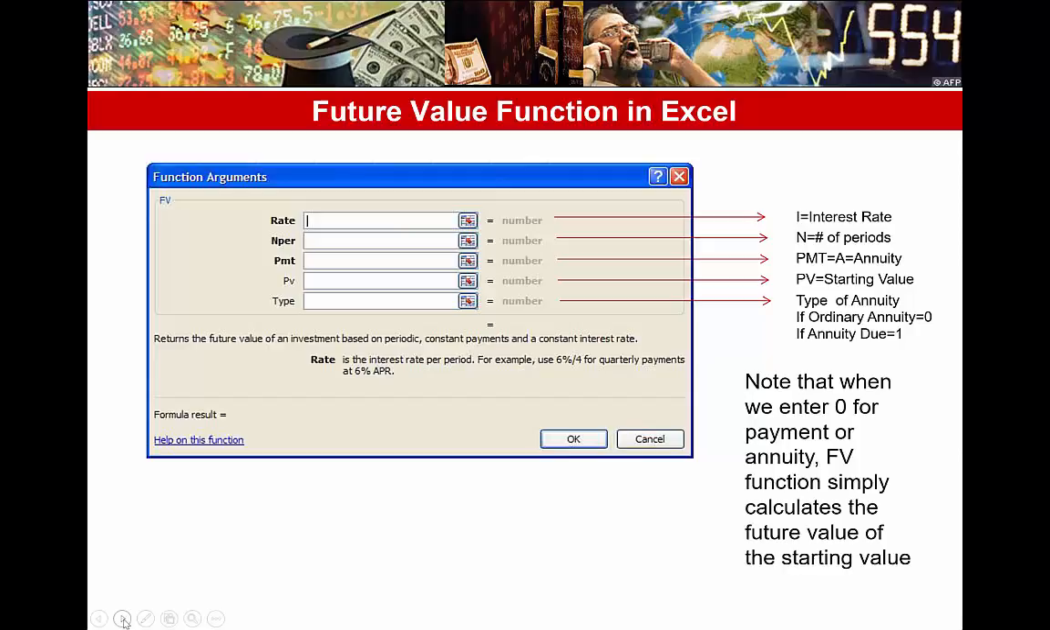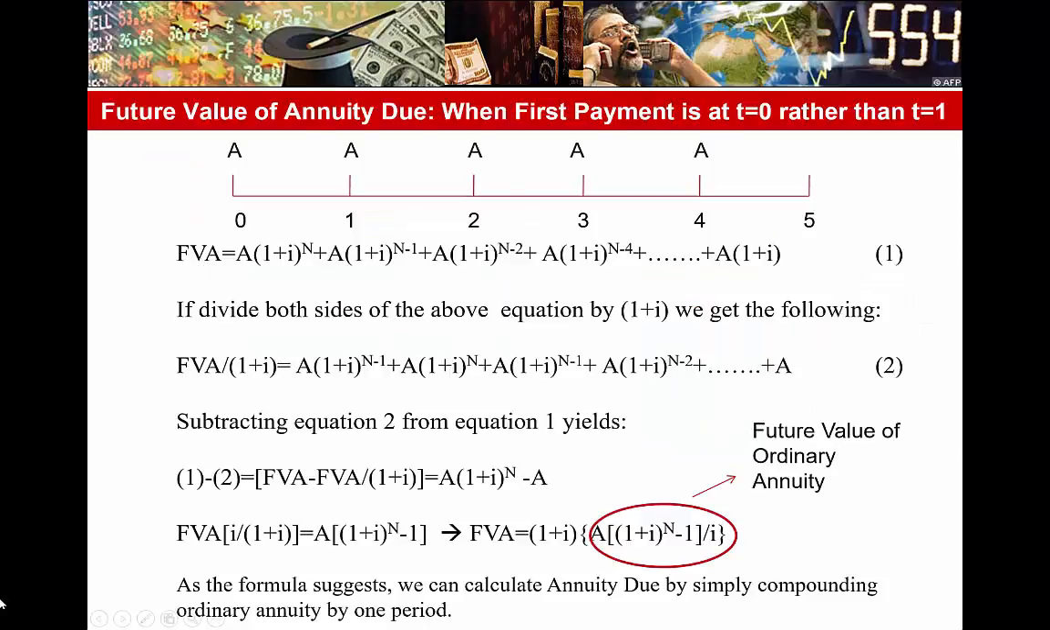In this slide, we derive the formula for annuity due. As we mentioned earlier, the first cash inflow comes at time 0 and is compounded n times. The second cash flow comes in at time 1 and compounds n minus 1 times. And the last cash flow comes at time n minus 1, or in this particular case at time 4, and it compounds 1 time. And this constitutes equation 1.